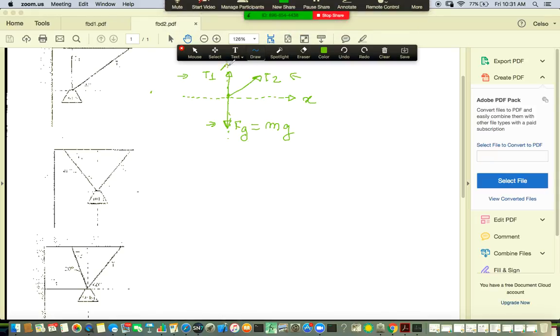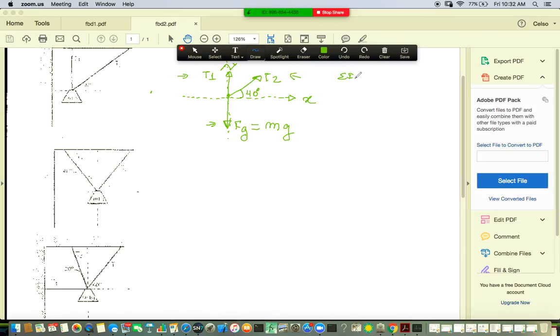This is my y-axis. Now this angle between T2 and the x-axis is 40 degrees. It's not moving, so the block is stationary. So the sum of all forces in x must be equal to 0. Since it doesn't move in y either, the sum of all forces in y must be equal to 0.